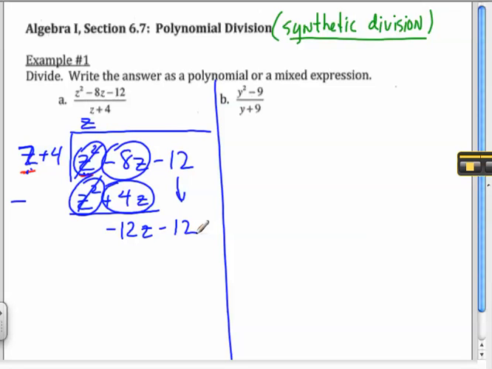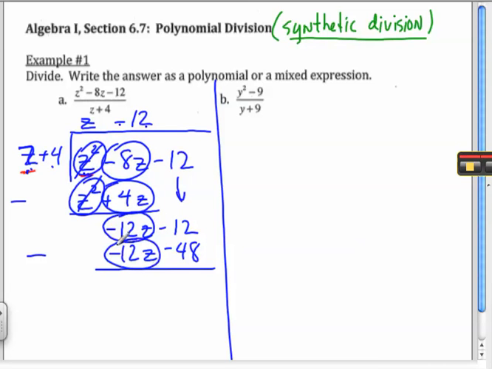Let's do the step again. Z times negative 12 gives me negative 12z. So I have divided just the first terms. And now I multiply. Negative 12 times z is negative 12z. Negative 12 times positive 4 is negative 48. Now I subtract. Negative 12z minus negative 12z cancels out. That's the idea. We want it to cancel out.